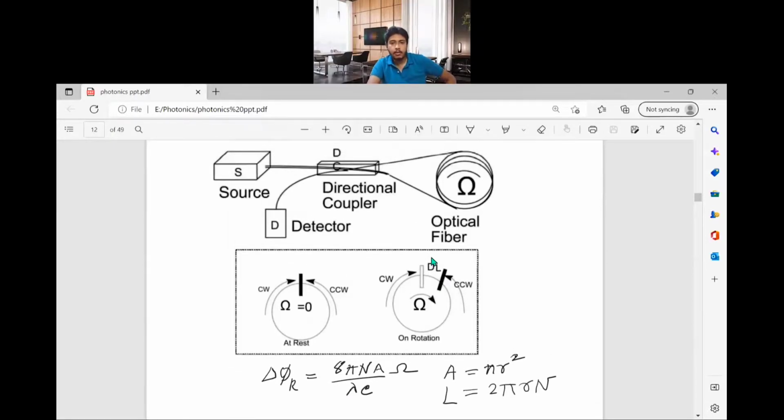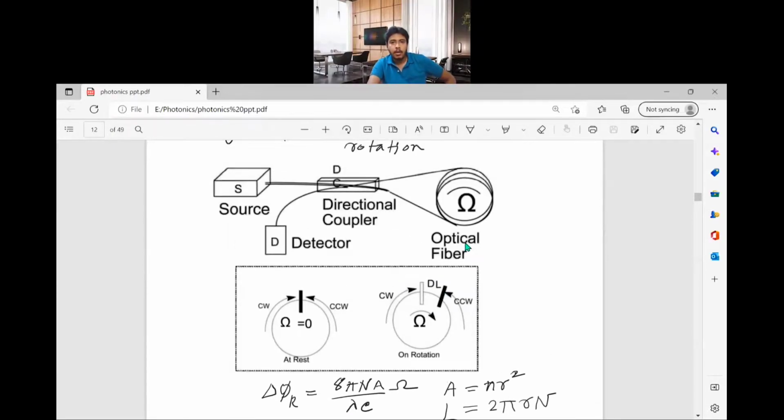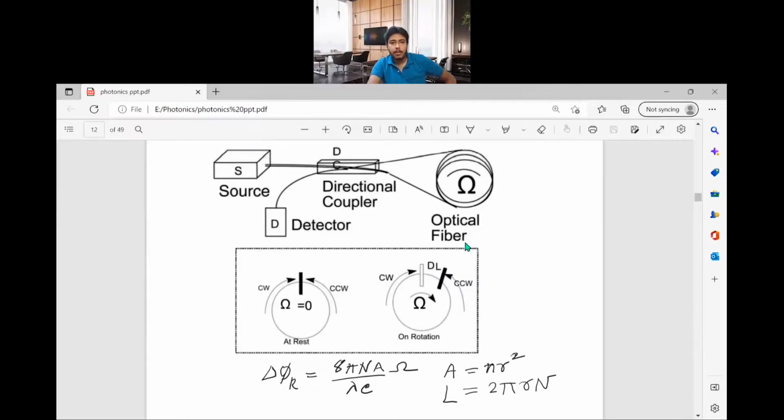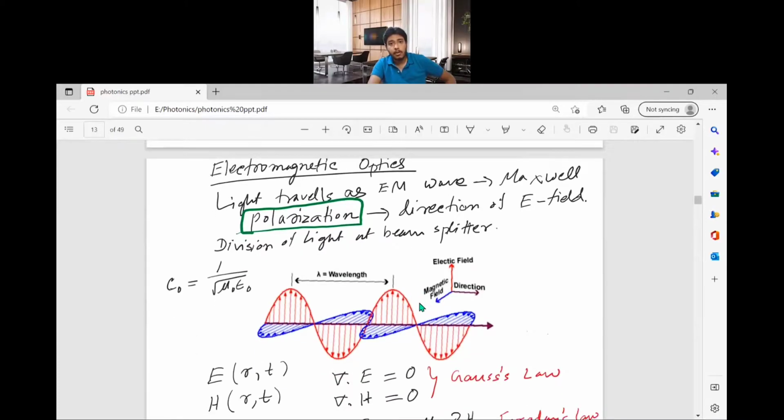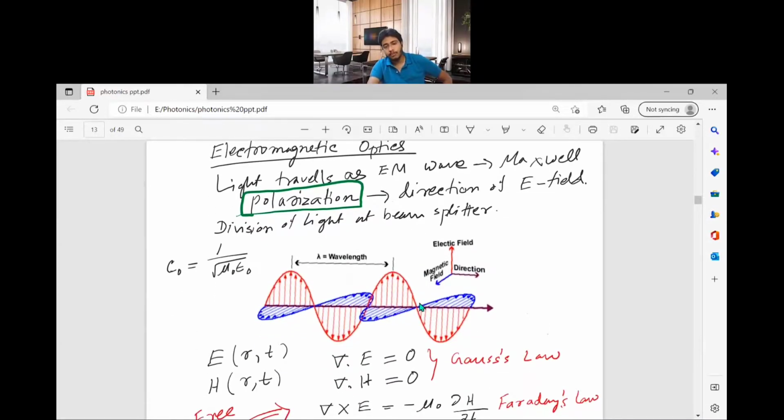So these are the applications of wave optics. Wave optics is able to describe the interference and diffraction patterns, but it fails to describe a property, that is polarization. So for polarization, we need to move on to electromagnetic optics.